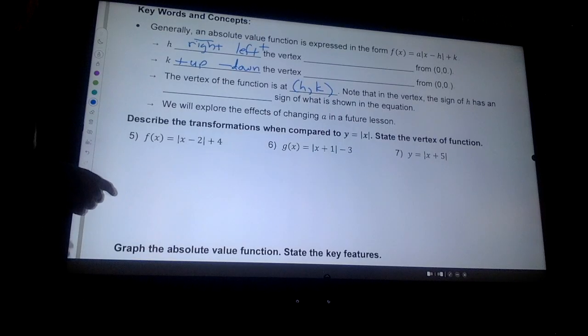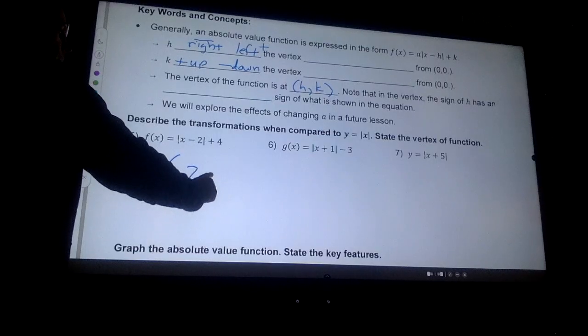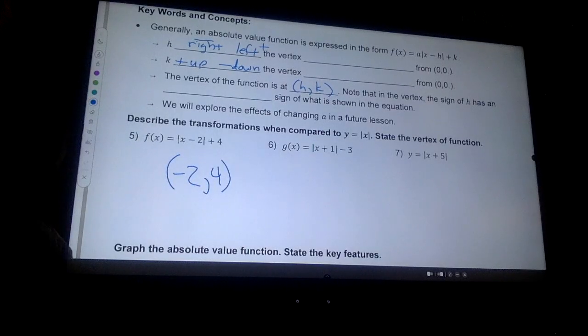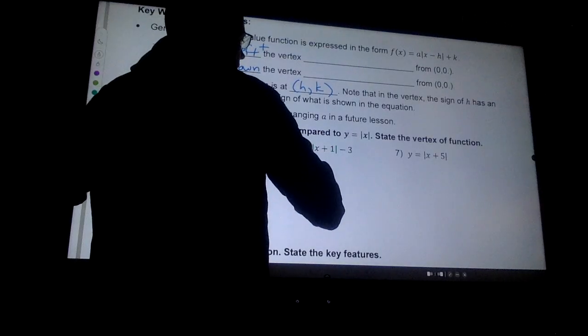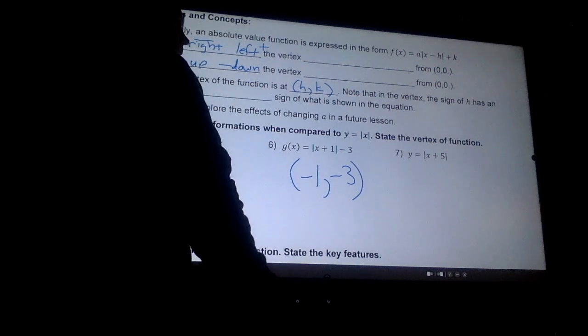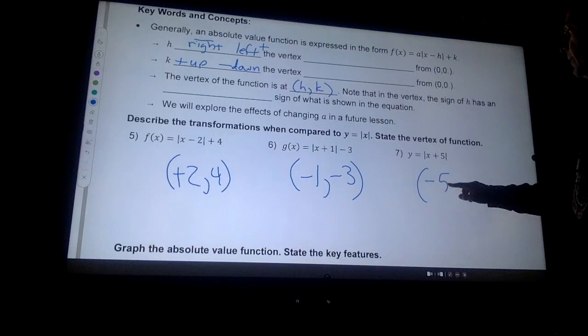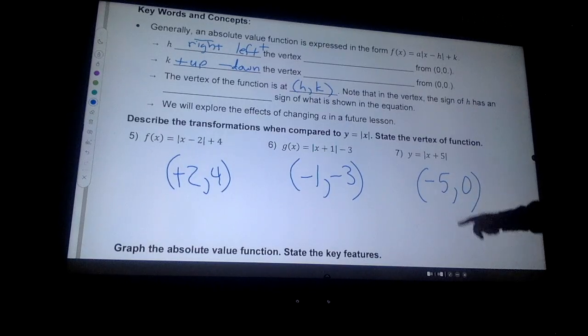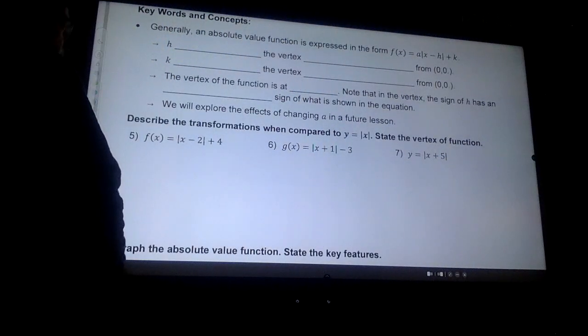All right, so if we want to do the transformation, our vertex is at 2 and up 4. So this one is positive 2 because it's opposite. So it went right 2, up 4. This one is going to go left 1, down 3. This one is just going to go to the left 5. Do the opposite value. And there's nothing out here, so you can have a +0 out there. Make sure you talk to your teacher if you have questions about this.